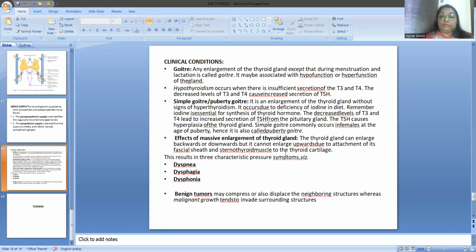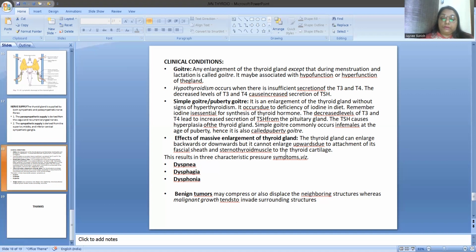Simple goiter, and we will see puberty goiter. It is the enlargement of the thyroid gland without sign of hyperthyroidism. It occurs due to deficiency of iodine in diet. Remember, iodine is very essential for synthesis of the thyroid hormone. The decreased level of T3 and T4 leads to increased secretion of TSH from the pituitary gland. The TSH causes hyperplasia of the thyroid gland. Simple goiter commonly occurs in females at the age of puberty, hence it is also called puberty goiter.